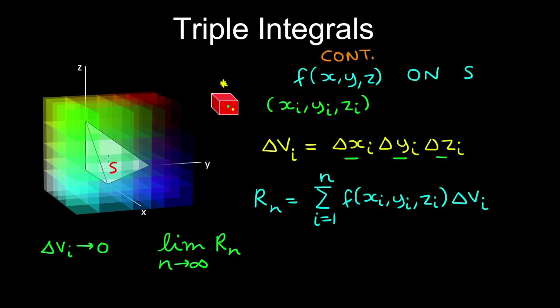Therefore, if the function is continuous and the bounding surface of the region consists of finitely many smooth surfaces joined together by finitely many smooth curves, so here we can see the tetrahedron has 4 triangular surfaces, and these two surfaces, for example, are joined by a line which is continuous, then the Riemann sum approaches the same limiting value, being the triple integral of the function of x, y, z over the volume of the region.